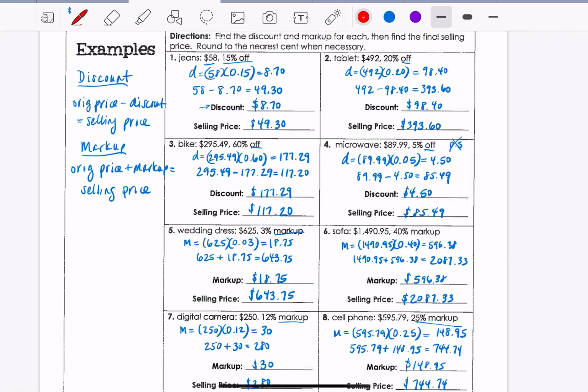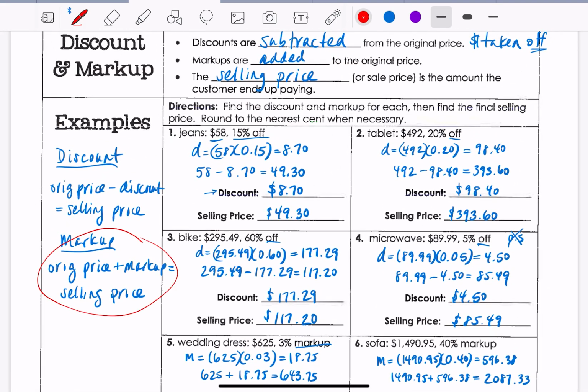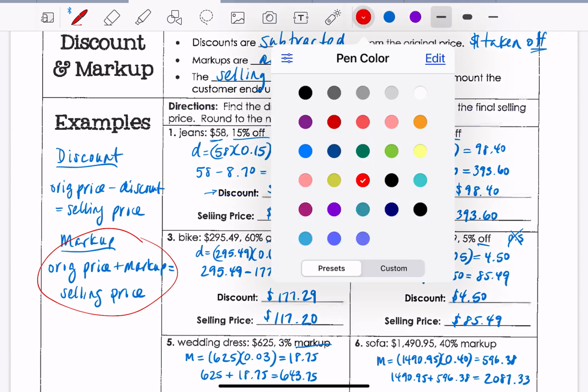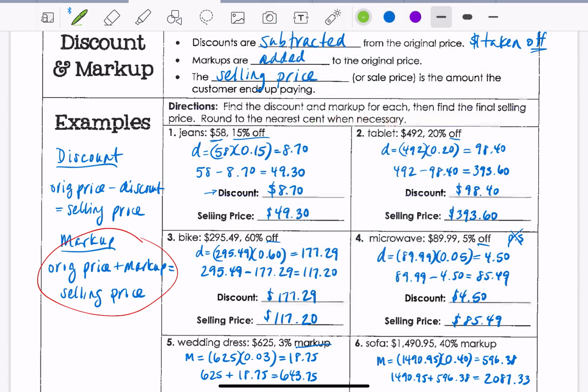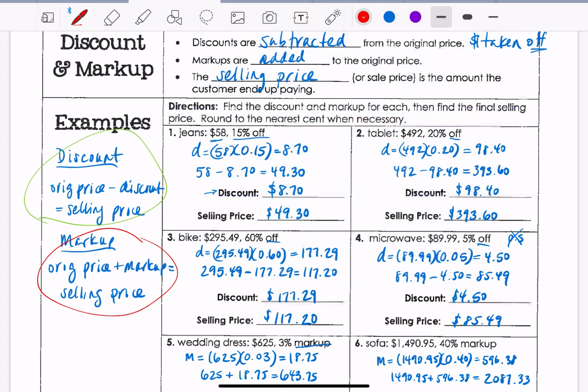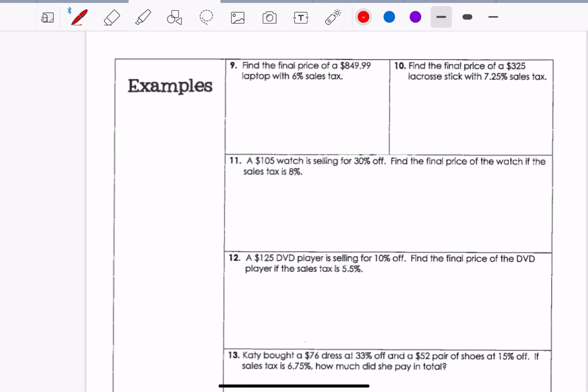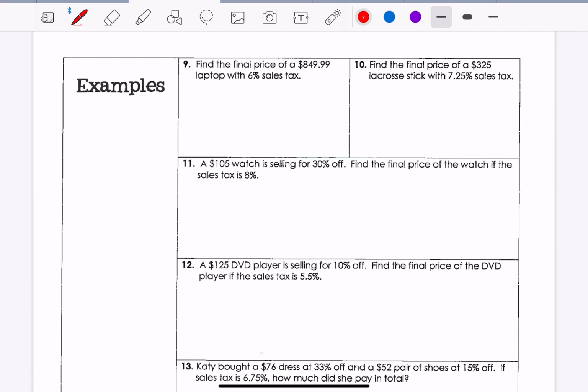And then just to review, markup also going to add. And then the one that's different is discount. You're going to take that off. So markups, taxes, tips, they all add to the price you pay. Discount is the one thing that takes away from the price you pay. So let's go to the next page and talk about some problems for sales tax and tip.